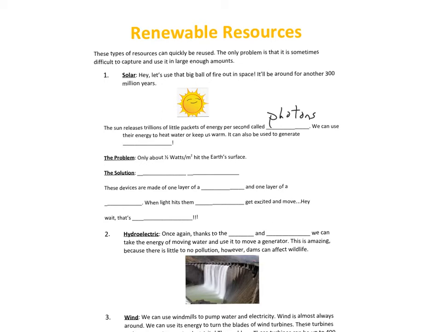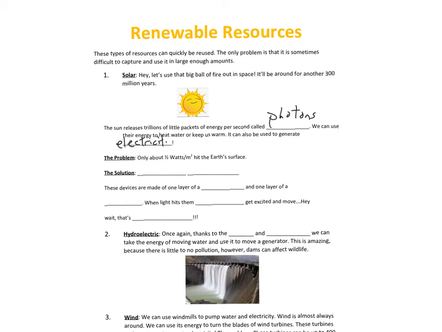But we do have some new technology in recent years that we've come across that has been able to harness the power of the sun. So again, coming back to those little packets of energy called photons, we use that energy to heat water or keep us warm, and it can also be used to generate electricity.